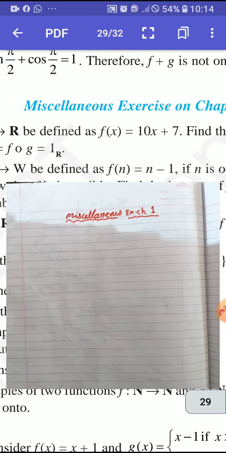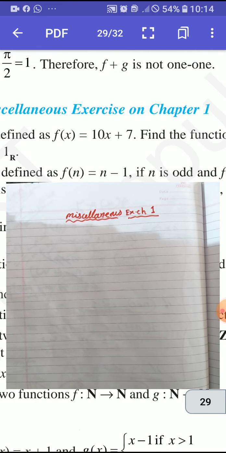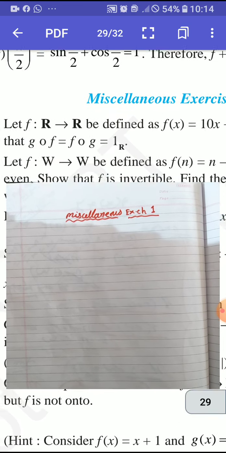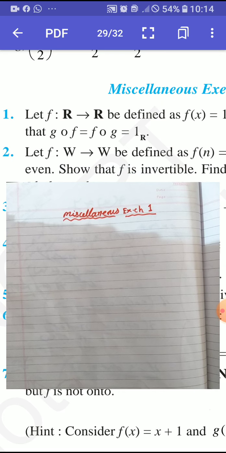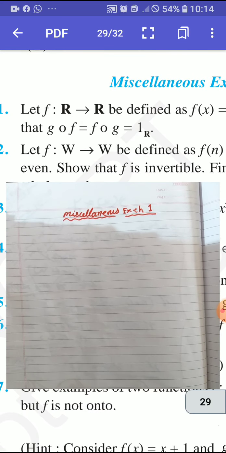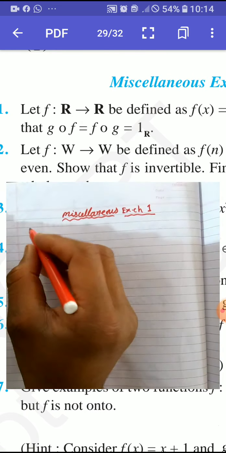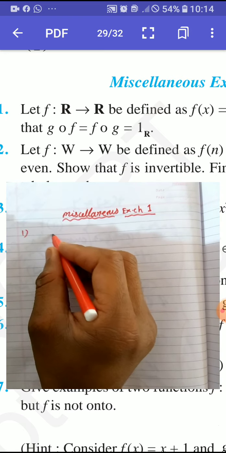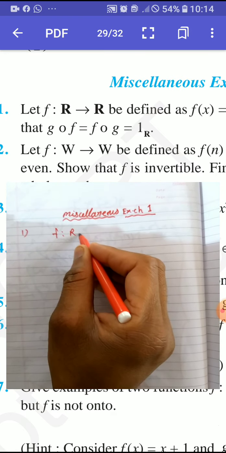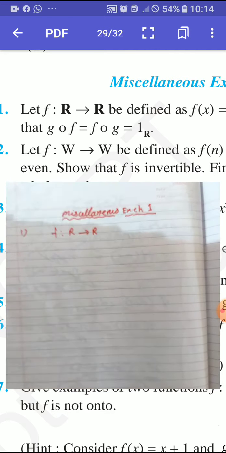My dear student, today we'll discuss some important questions from the miscellaneous exercise on chapter first. Let us see the first question. In the first question, let f: R to R, a function f from real numbers to real numbers.